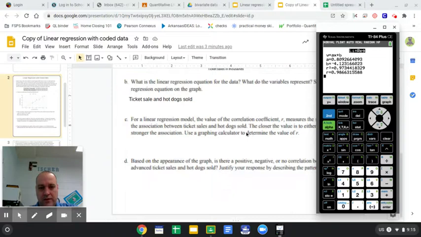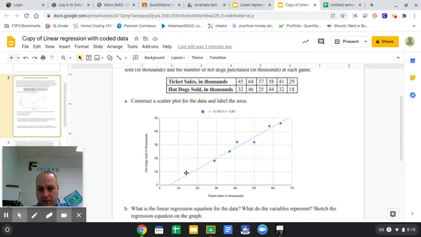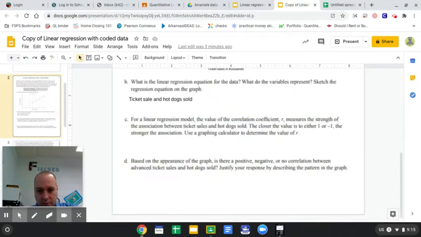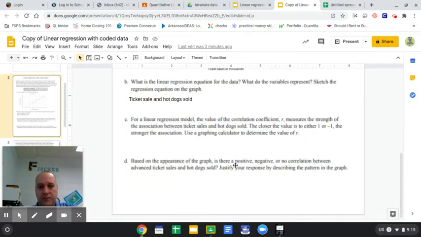Okay, so the last question down here. Based on the appearance of the graph, is there a positive, negative, or no correlation? First off, it's going uphill left to right, so that's positive. So we did that. So you write positive. Justify your response by describing the pattern. They go uphill left to right, so you write, they go uphill left to right.